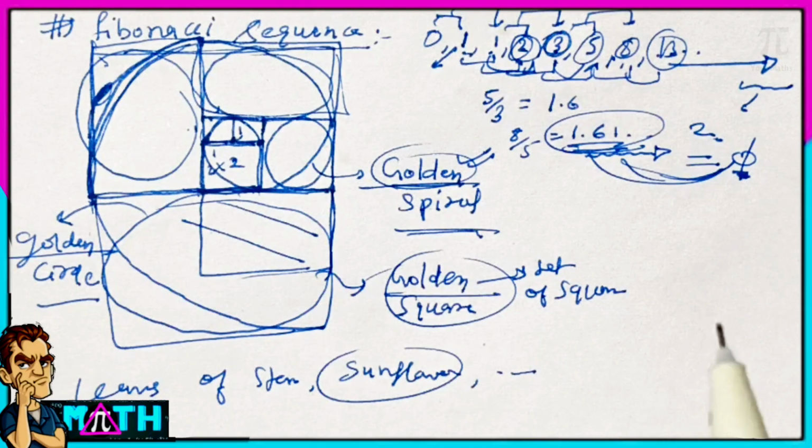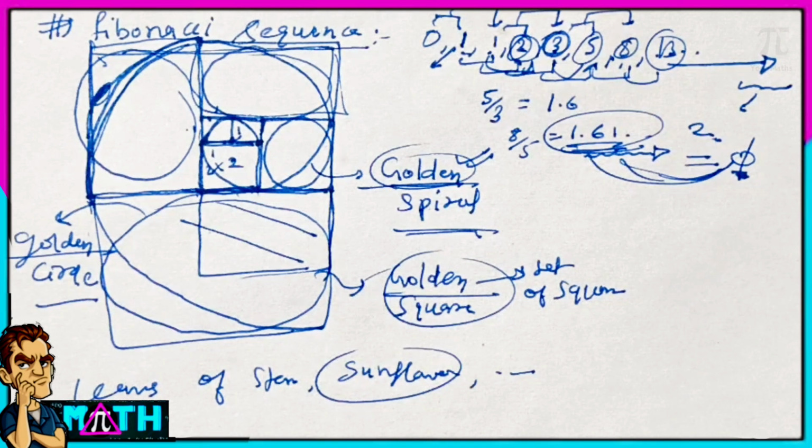Now, to connect all the history and try to find out why the extreme and mean ratio became the golden ratio, that will be done in our upcoming video of this video series.